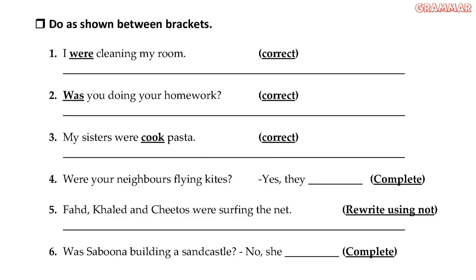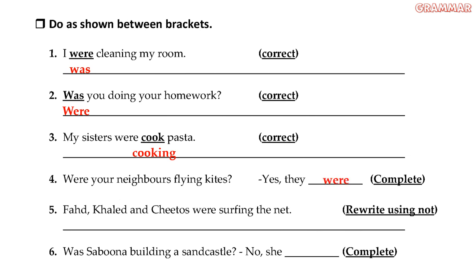Number one, I were, of course I can say I were. I was cleaning my room. Two, was you? No, you takes were, so were you. Three, my sisters were cook pasta. My sisters were cooking. So remember, when you see was or were, we put ing to the verb. Four, were your neighbors flying kites? Yes, they were.